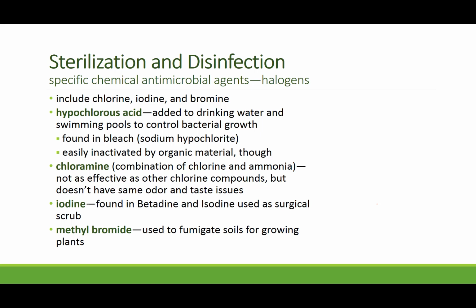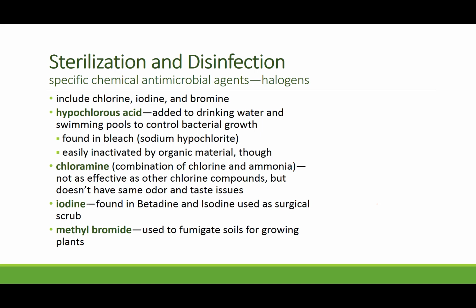So we use hypochlorous acid. That's the chemical, bleachy smell that we associate with swimming pools and with drinking water, to help control bacterial growth. It's also found in bleach. Bleach is sodium hypochlorite. It's the salt of hypochlorous acid. And you know how heavy an oxidizer bleach can be. It'll oxidize the dyes in our clothing. It'll oxidize cells, and it kills fungi and bacteria on surfaces.